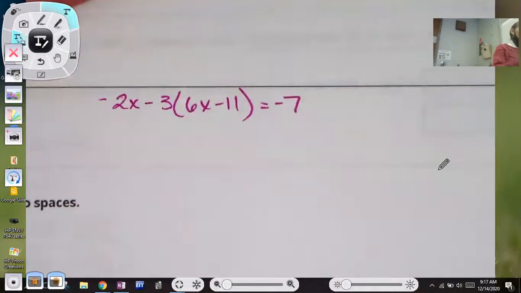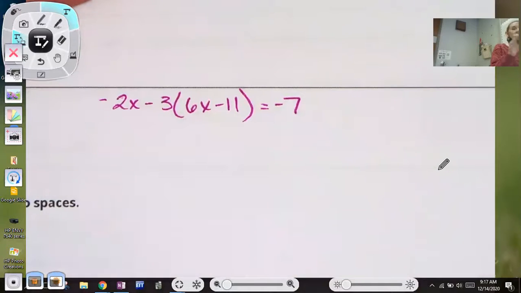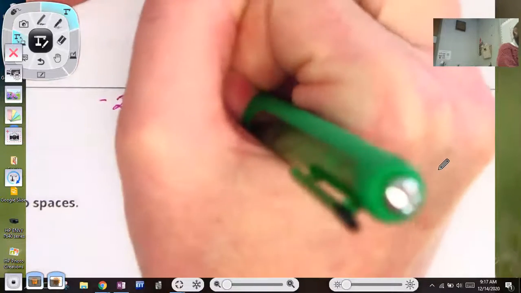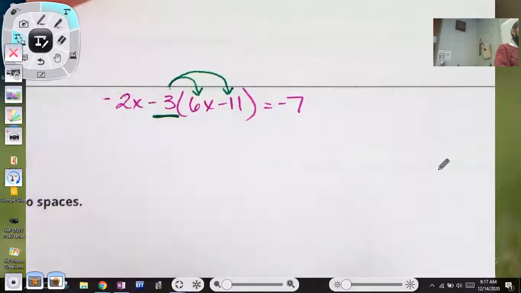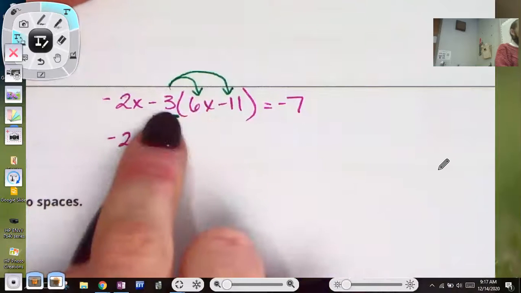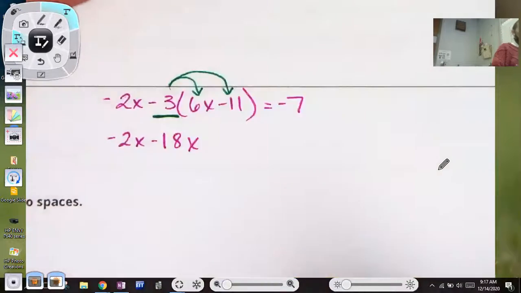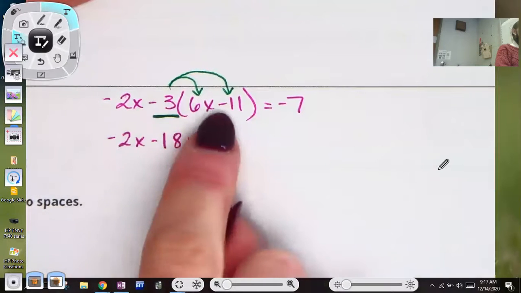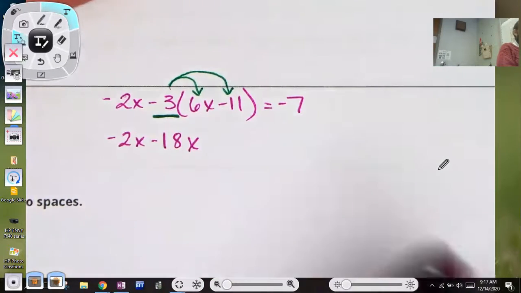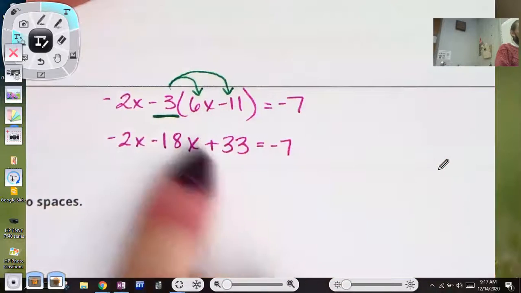So right here, we're going to take our first step. Once we have substituted it in, that's the only new thing you learned this year. Everything else is just simplifying. So we take that negative 3, and we're going to distribute it throughout our problem. Did anything change with my negative 2? Nope, bring it down so I don't forget it. What's negative 3 times a positive 6x? Negative 18x. Negative 3 times a negative 11? Positive 33, because a negative times a negative.